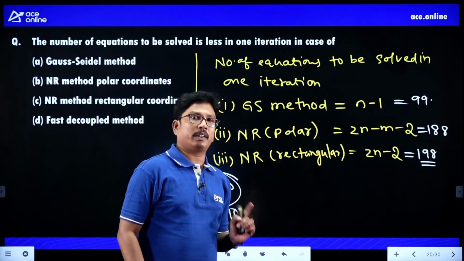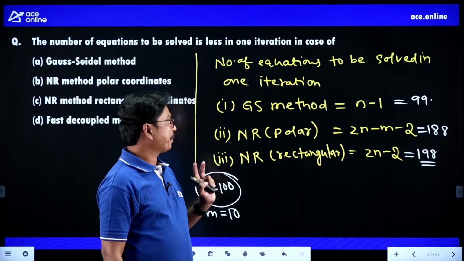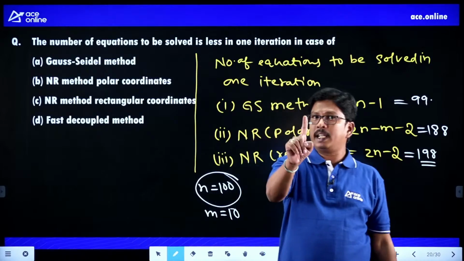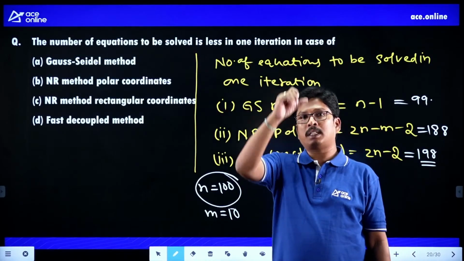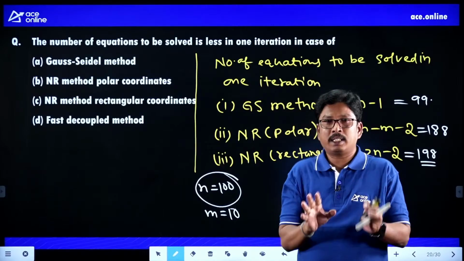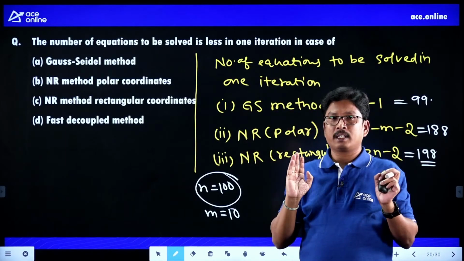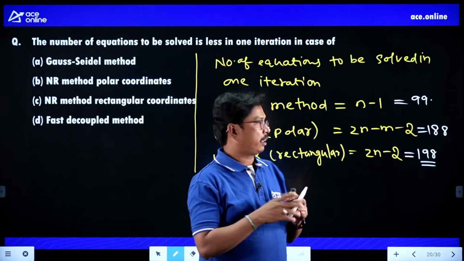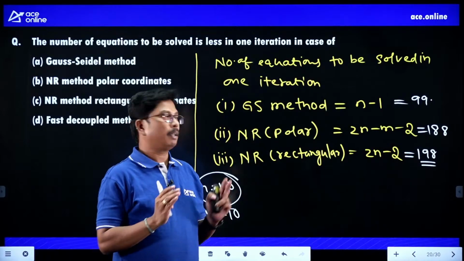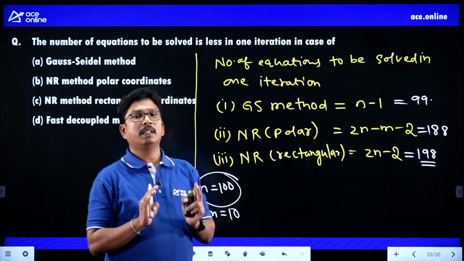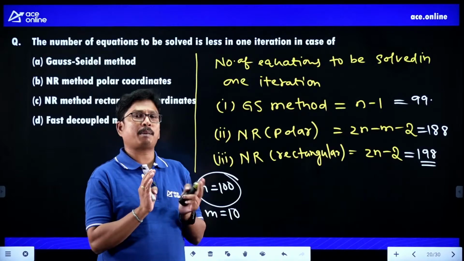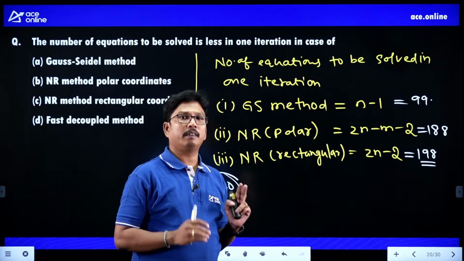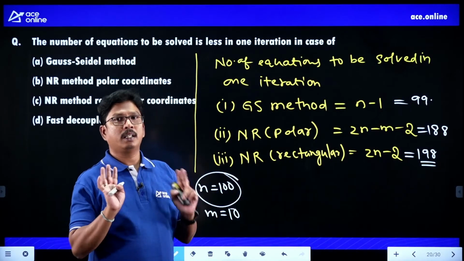So the highest number of equations to be solved is in the NR rectangular method, and the least number of equations is in the GS method. Therefore, for one iteration, the time taken by the GS method will be very small. But the number of iterations is large. Whereas the Newton-Raphson load flow method, particularly in polar coordinates, will give convergence in fewer iterations, approximately 4 to 5 iterations. But the Gauss-Seidel method will take a large number of iterations to give the solution.